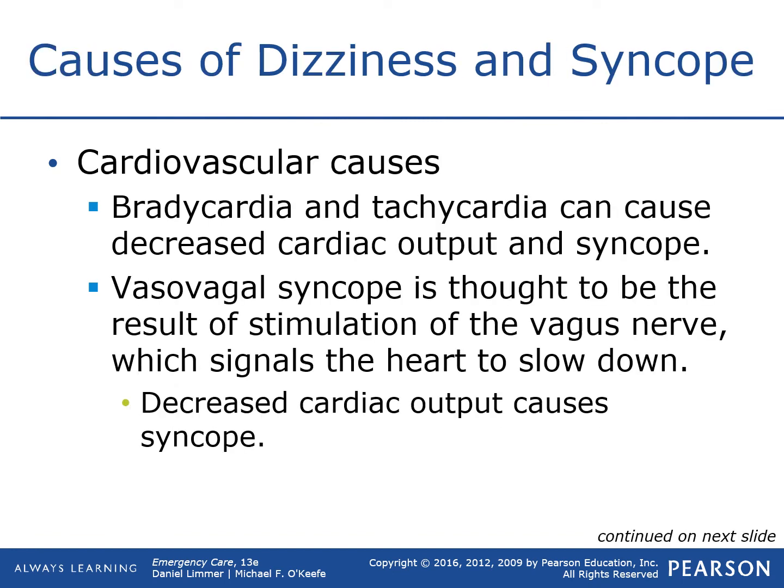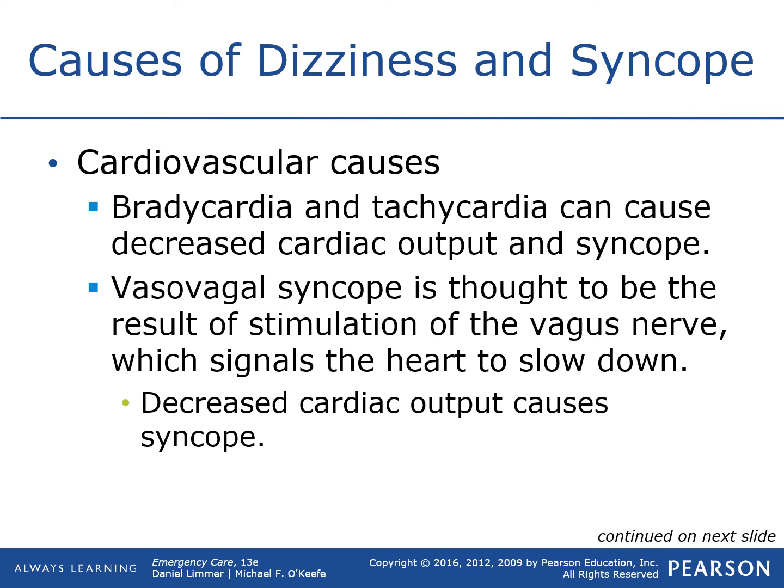So a lot of our syncopes can be caused by different things. We can have a cardiovascular cause to our syncope. That could be our heart is either beating too fast or too slow, which will cause decreased cardiac output. If we have decreased cardiac output, we have decreased perfusion to the brain. Our brain's solution is to make you pass out.